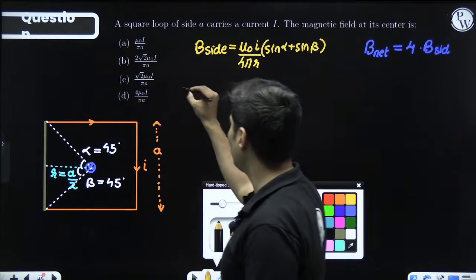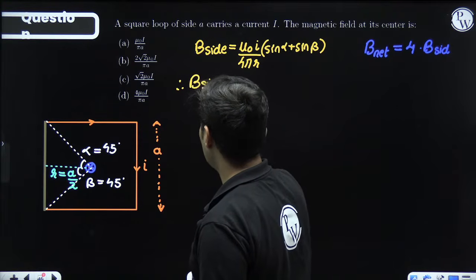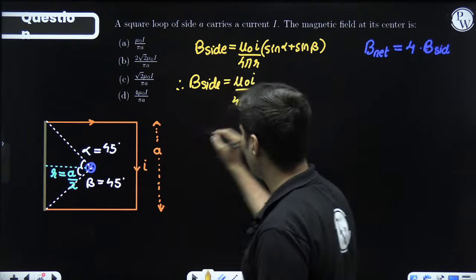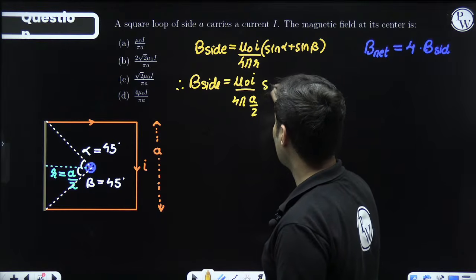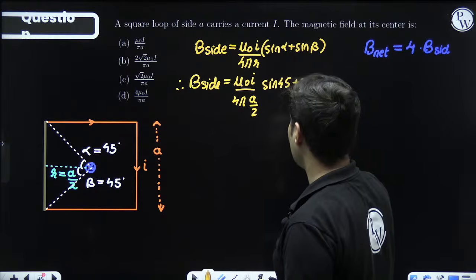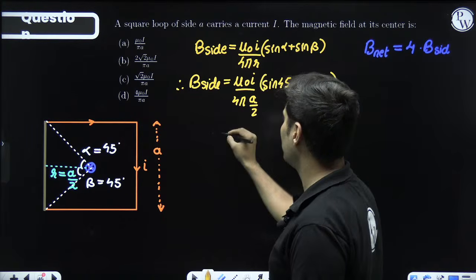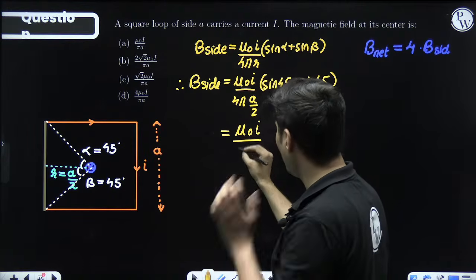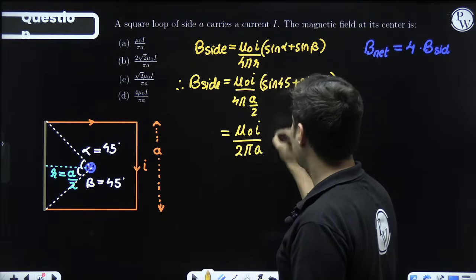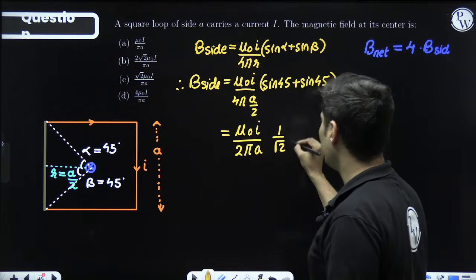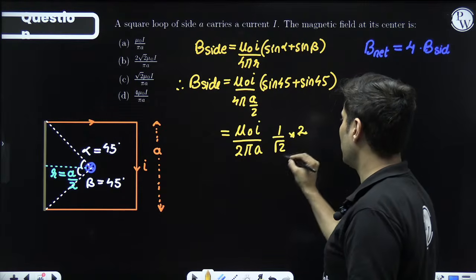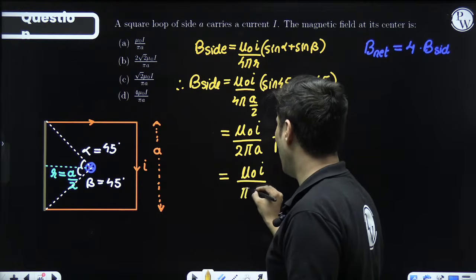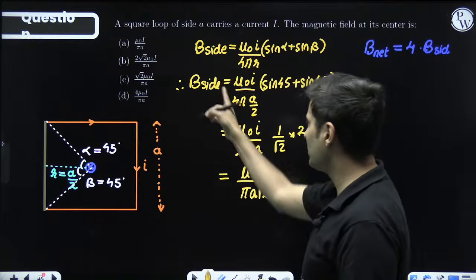So now substitute everything. The magnetic field due to the side will be mu naught current divided by 4 pi r. We figured out the distance to be a by 2. Here we have sine 45 plus sine 45 added together. So this will become mu naught current divided by 4 pi a by 2, and I can just write it as 2 pi a. Sine 45 is 1 by root 2, sine 45 is 1 by root 2. So 2 times, great, this 2 and this 2 will cancel. So it will become mu naught current divided by pi a root 2. That's due to one side.